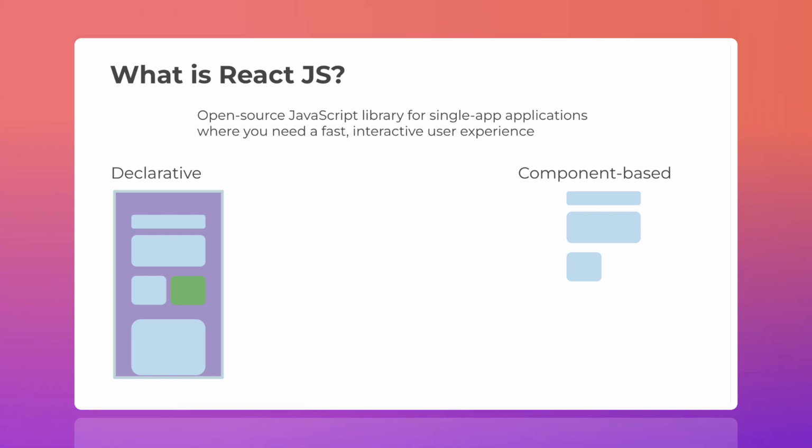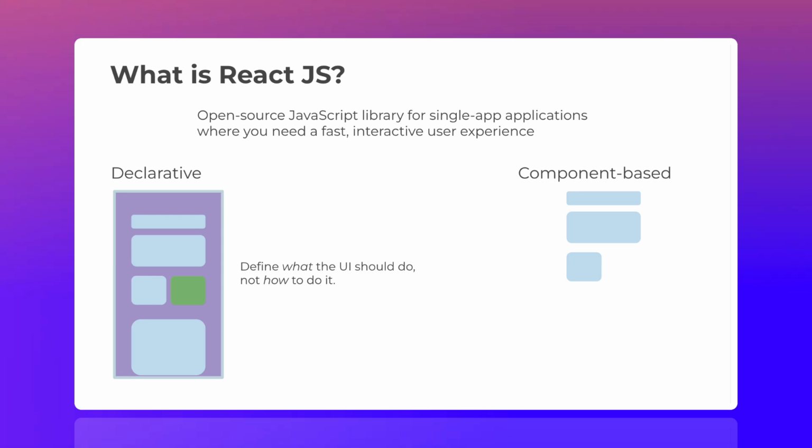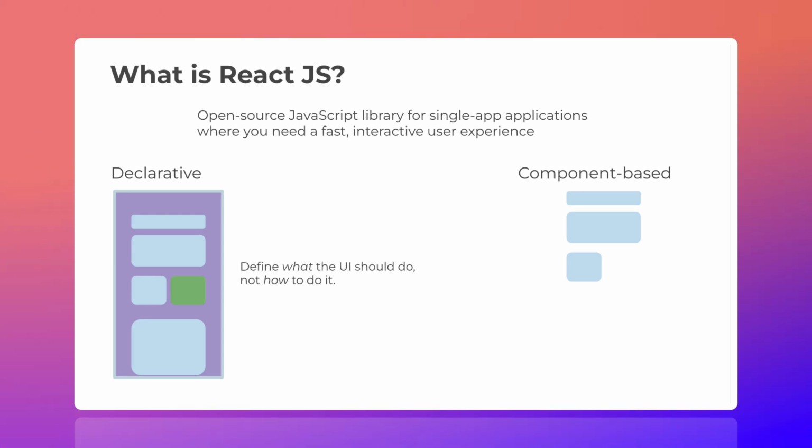Well, declarative means, really simply put, that it defines what the UI should do, not how to do it. That is a very important distinction from the imperative way of building applications. In React, we just say, hey, this is what we want the user interface to do. And then you figure out how that is done. And that is part of the abstraction I was talking about here. So we don't have to think about how things are done to get X, Y, and Z. We just define what the UI should do.